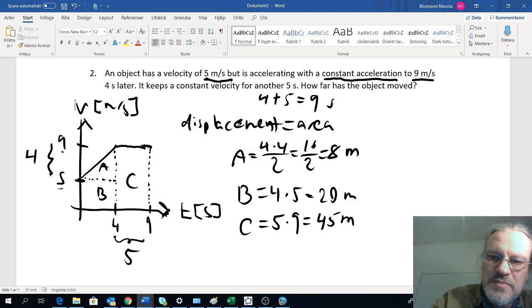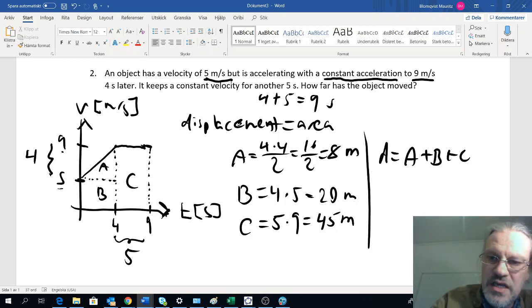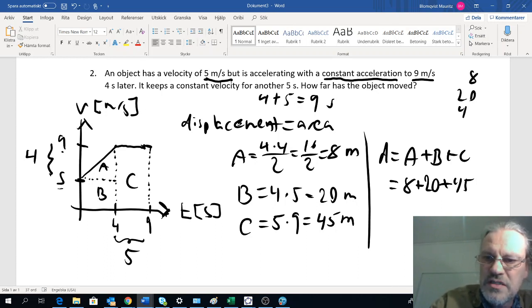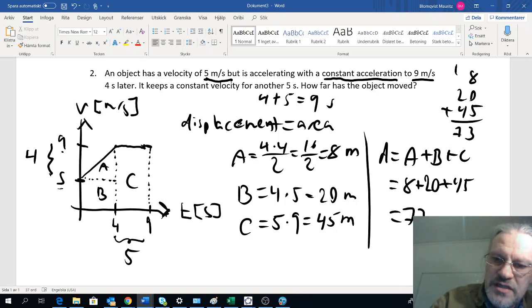So the displacement, let's call that D, equals A plus B plus C, equals 8 plus 20 plus 45. Okay, let's do the calculation quickly up here. 8 plus 20 plus 45: 5 plus 8 is 13, right? 4, 5, 6, 7. So 73. So the answer is 73 meters.